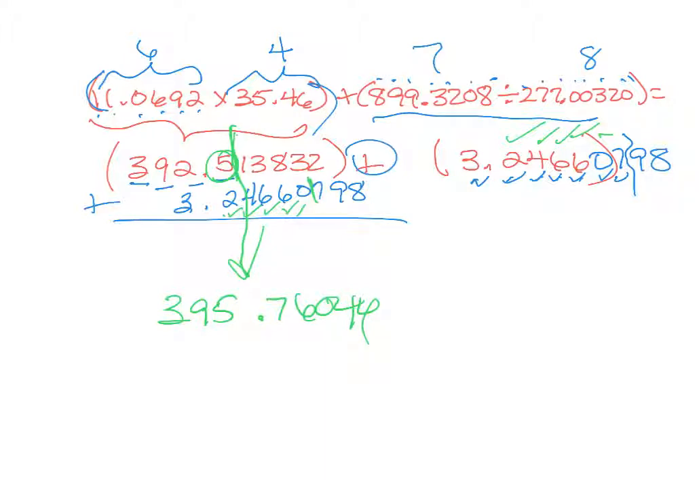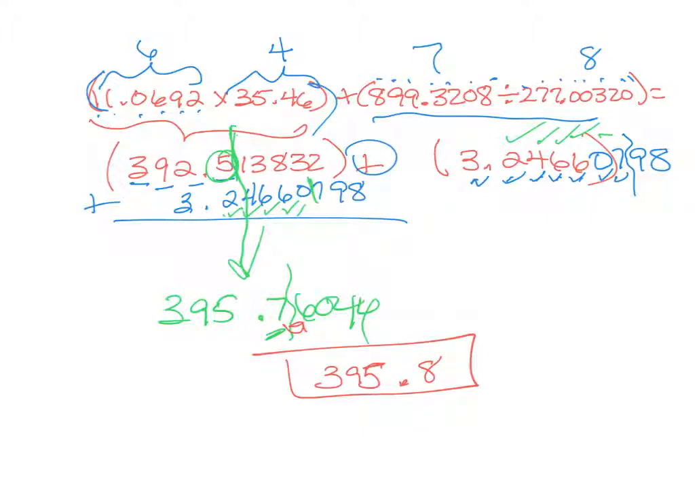Okay, then this answer, 395.76044. And let's see. Now let's go ahead and round correctly. We can only have one digit to the right of the decimal. Okay, so that's our last significant digit. Now we've got to follow the rounding rules, so we look 1 to the right. That's 5 or greater, so that means we have to round up. So your final answer is 395.8. And that's it.